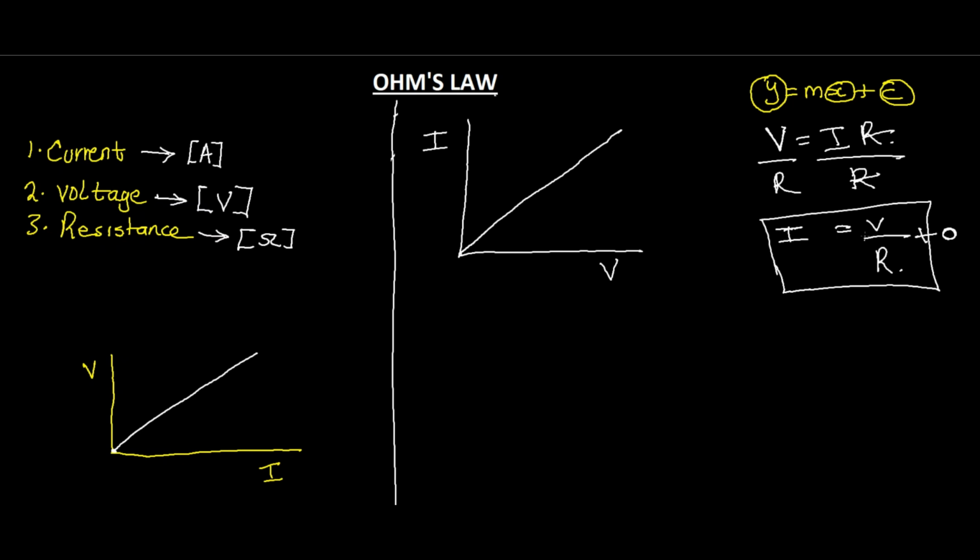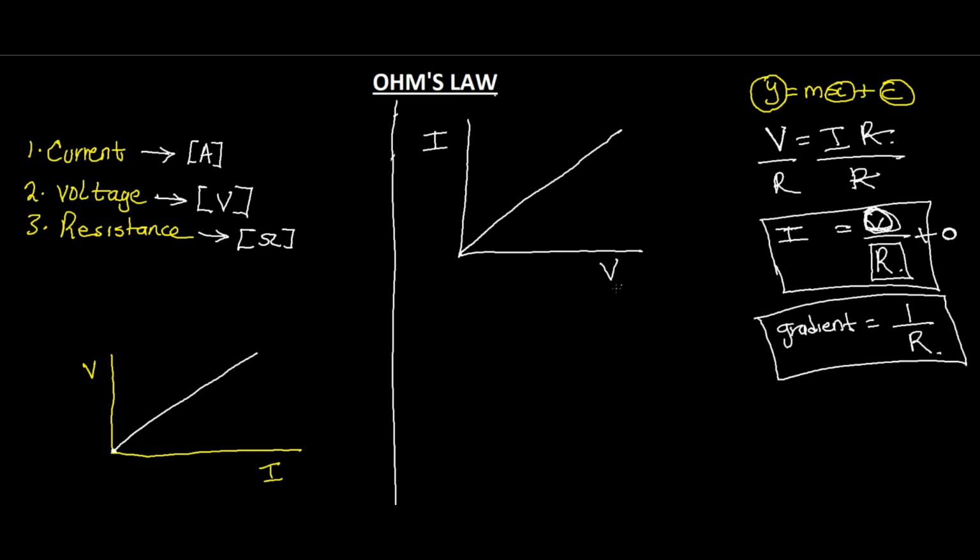Now, what do you think our gradient will be? If you look at our equation here, whereby we've said that current is equal to voltage divided by resistance, voltage here is our x-axis value. Now the remaining value, which is 1 over r, is our gradient, because already this one is a value on the x-axis. So our gradient will be equal to 1 divided by r. And this is our gradient, and this is the nature of the graph.